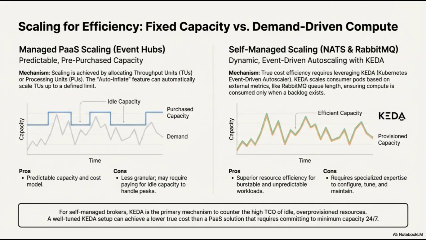On the right, we have self-managed scaling for technologies like NATS and RabbitMQ, utilizing KEDA, the Kubernetes event-driven autoscaler. This represents a dynamic event-driven approach, where KEDA scales consumer pods based on real-time external metrics, such as RabbitMQ queue length. As you can see in the graph, the provisioned capacity tracks the demand line almost perfectly. This efficient capacity model offers superior resource efficiency, especially for burstable or unpredictable workloads. However, the trade-off is complexity. This approach requires specialized expertise to configure, tune, and maintain the environment.